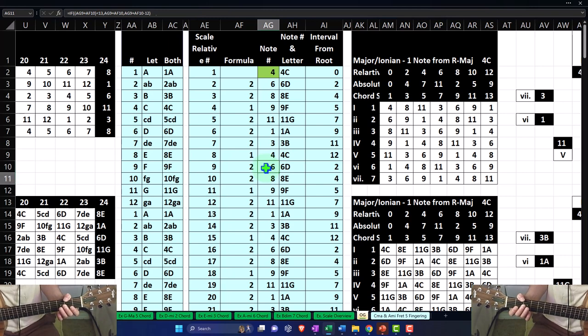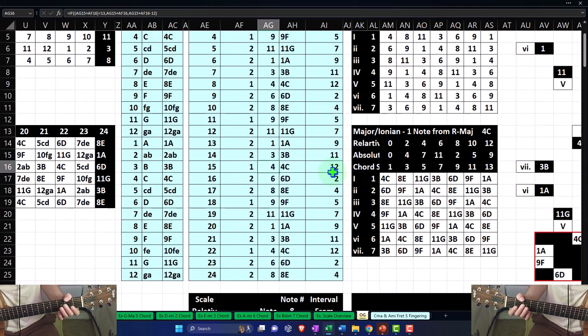So if I was to go that six, I was going to go down to here. Now if I was to do the pattern from here, I would be back in a C major pattern, right? Whole step, whole step, half step, whole step, whole step, whole step, half step. So the point is, it's the same pattern.